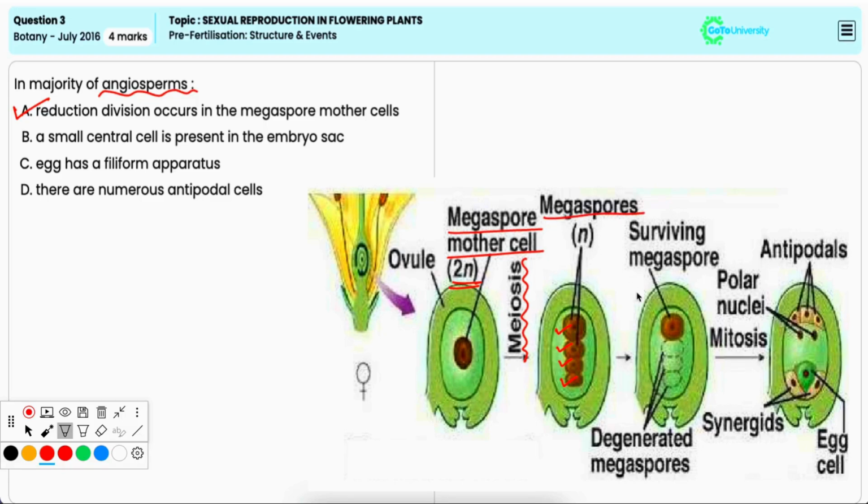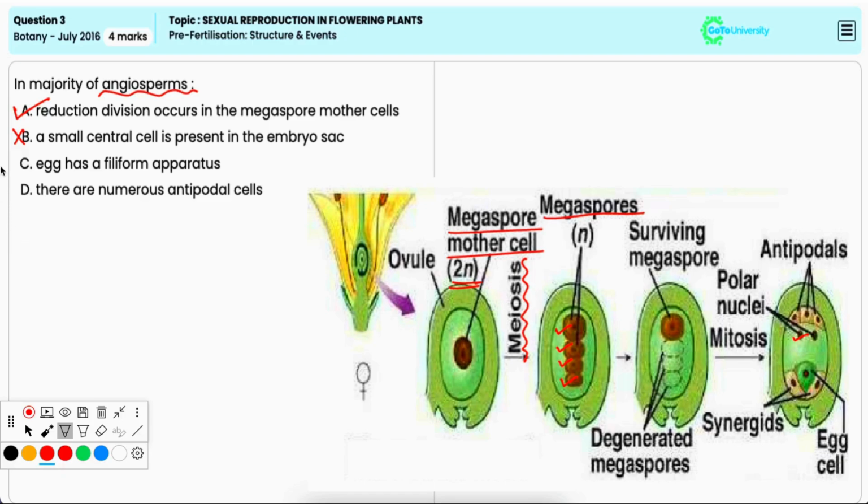Option B, a small central cell is present in the embryo sac. Now, this is incorrect because the central cell in the embryo sac is the largest cell and it contains 2 polar nuclei.